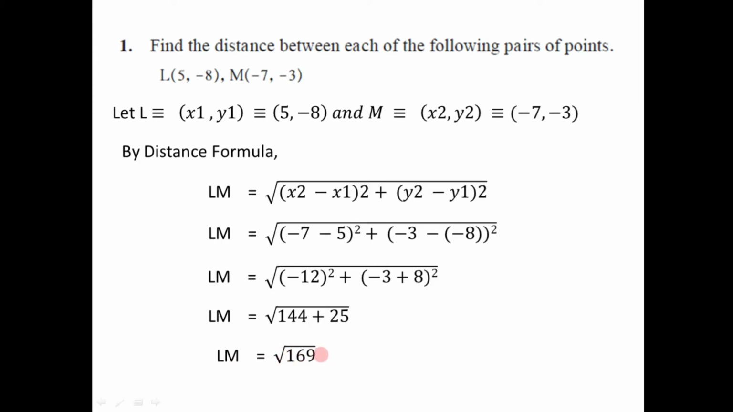So 169 is a perfect square of 13. That's why if we take a square root, we get L is equal to 13. That is, the distance between these 2 points is 13 units. So this is the second example we have solved. If the question is to find the distance between any 2 given points with the coordinates given, then we can use this formula, the distance formula, to find the distance between those 2 points.